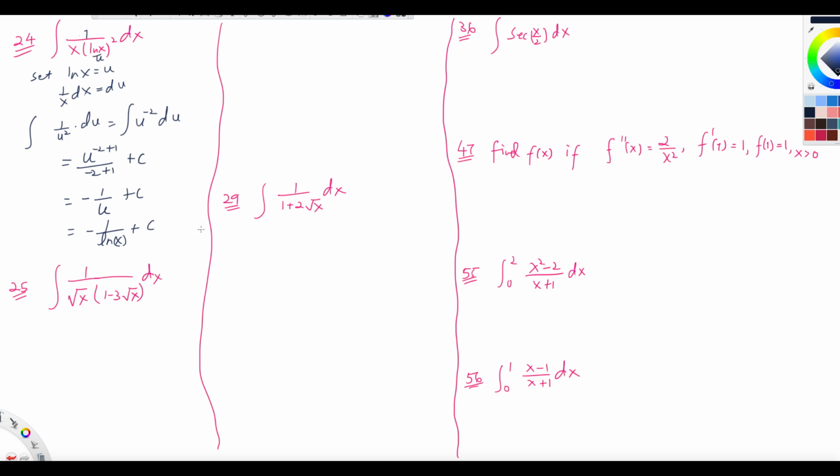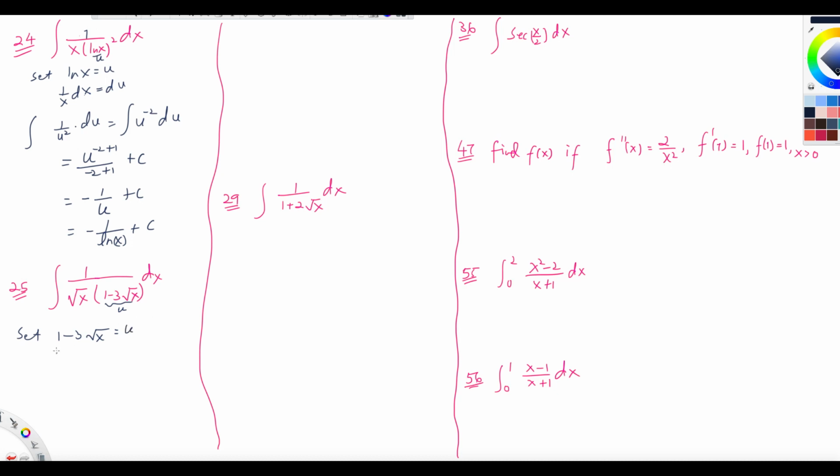Okay guys, so let us do question number 25 from the book. So here again there is no function in the denominator. You can use that natural log format. Okay, so there is no function in the denominator whose derivative is in the numerator. So what I'm going to do here is assume that this is u. Okay, then what do I get? Set 1 minus 3 root x equals u.